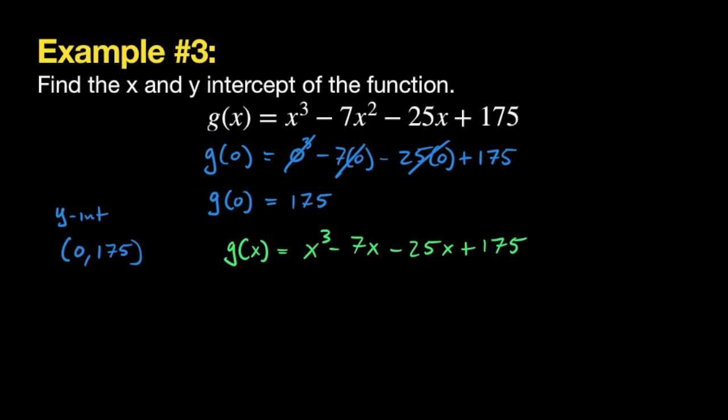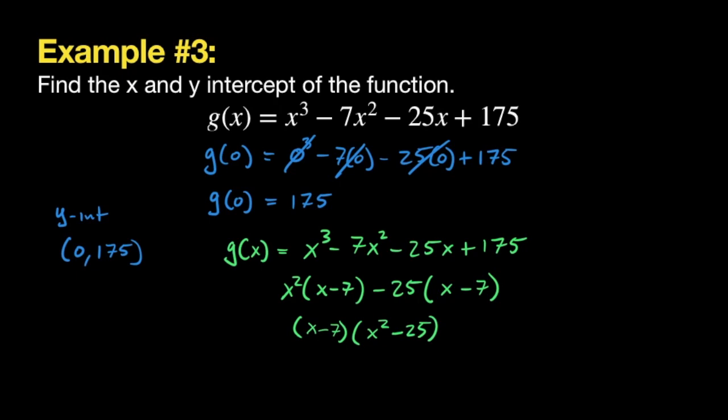So in the first group, we're going to factor out x to the second power. So we have x minus 7, and then we're going to factor a negative 25 from the second group, and we have x minus 7, and we have x minus 7, x squared minus 25, and now we're just going to make this equal to 0.